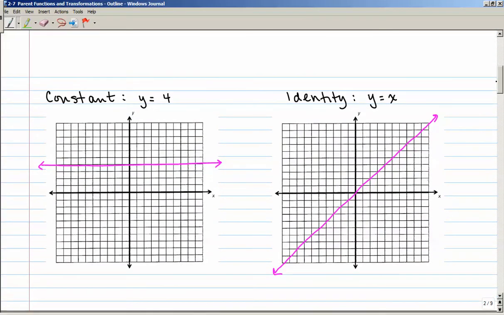Constant function y equals some number is a horizontal line. The identity function y equals x is a perfectly diagonal line through the origin and through the points 1, 1, 2, 2, 3, 3, 4, 4, and so on.